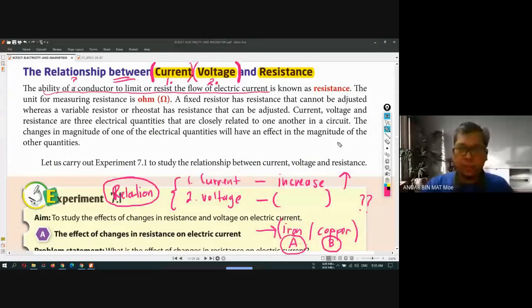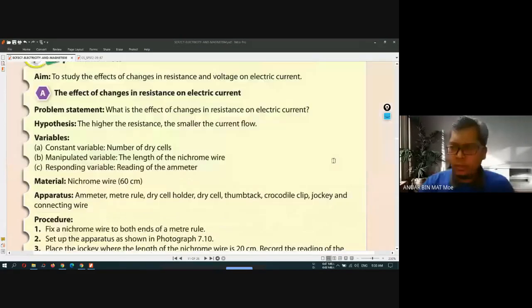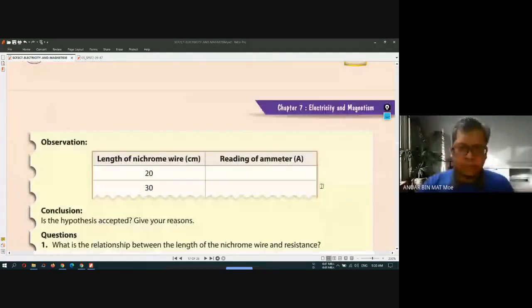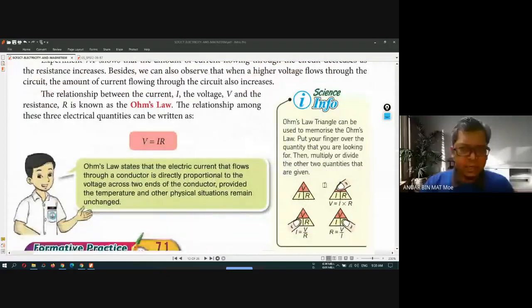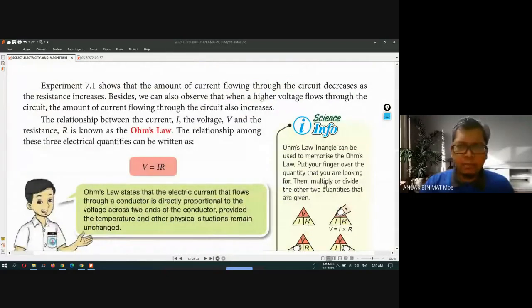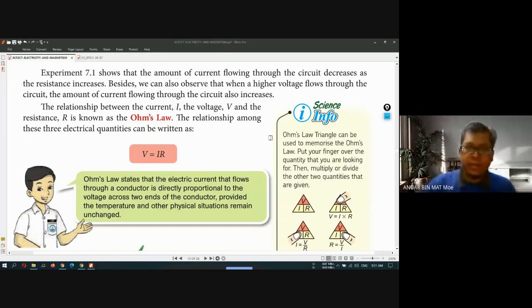So we continue. I will skip the experiment activity on the textbook here and jump to Ohm's Law. Maybe we will discuss the relationship between current, voltage, and resistance when we do the workbook. So next one is Ohm's Law.